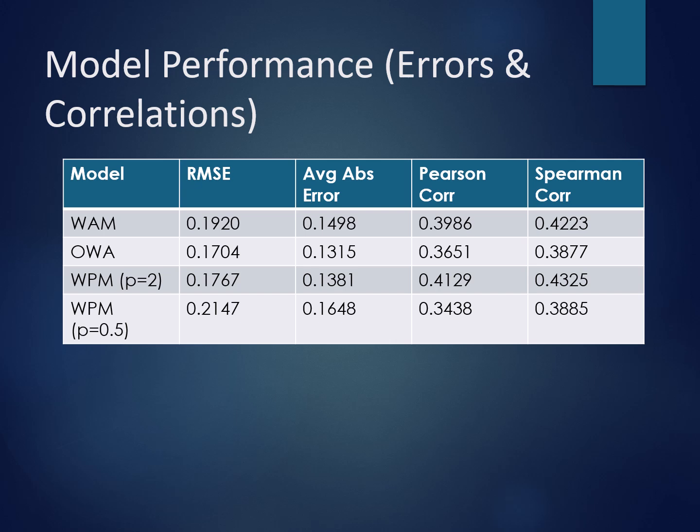Here you can see a comparison between models using four key metrics: root mean square error, average absolute error, and two correlation coefficients. The OWA model produced the lowest RMSE at 0.17 and decent correlations, suggesting high accuracy and consistency. WPM with p equals 0.5 performed well too, but with slightly higher error.